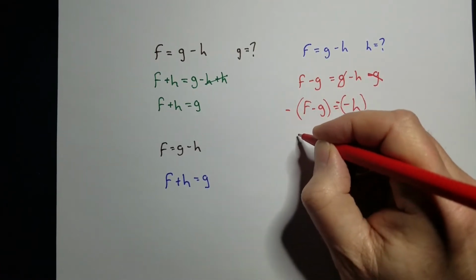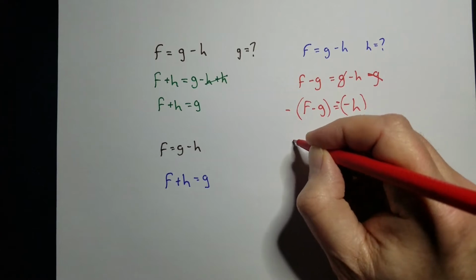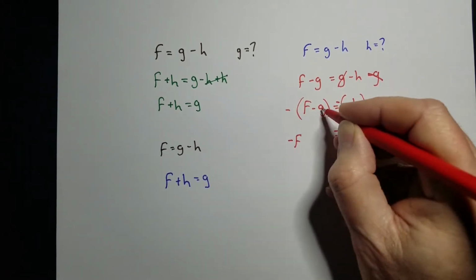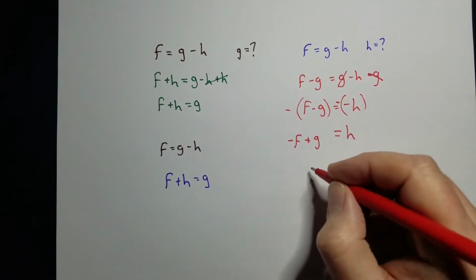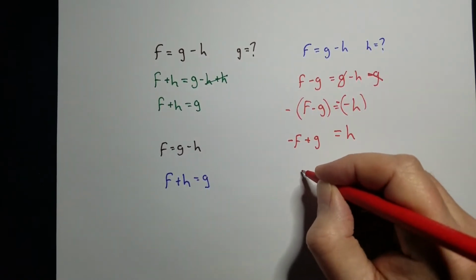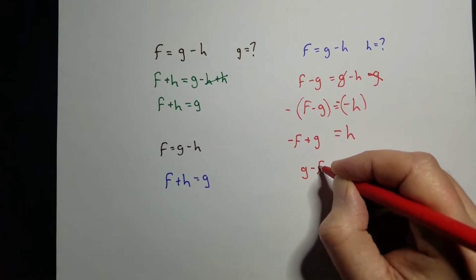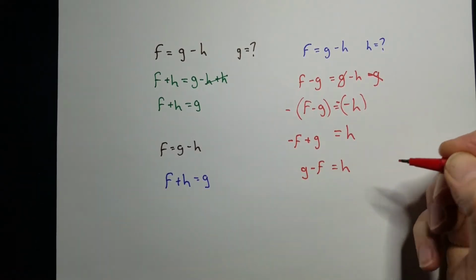Negative times this, well, we distribute that, so negative f. Negative times a negative is a positive. And a lot of times, let's write that nicer. I want to move them around a little bit. That's perfectly fine. And there's our answer.